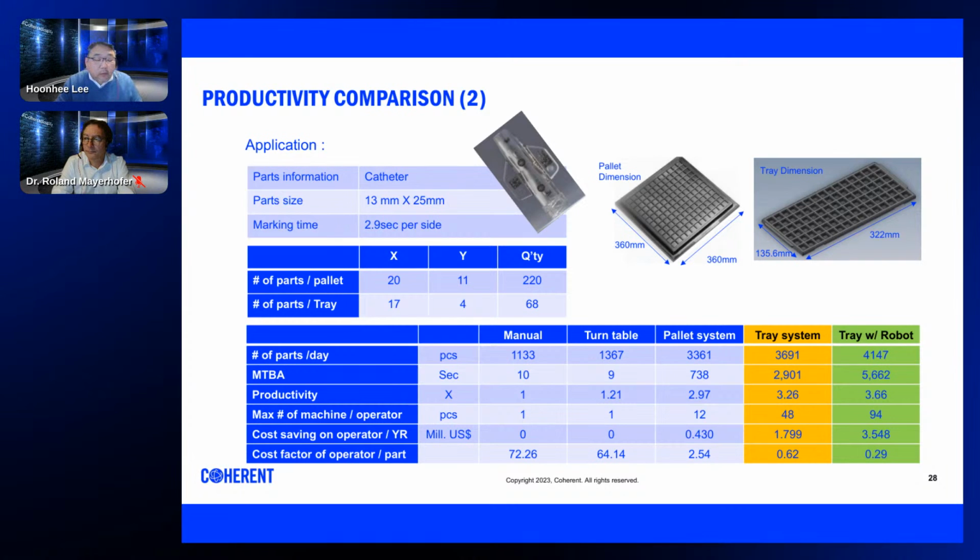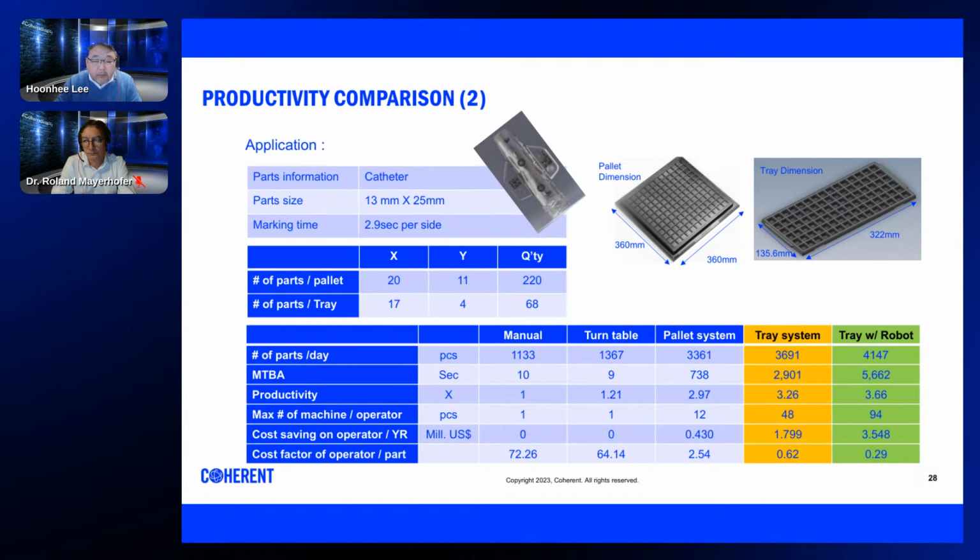Let's look at the number of parts per day. While the manual system produces 1,133 parts per day, the turntable will produce 1,367 parts, which is approximately a 121% increase in productivity compared to the manual system, and the productivity is on the third line from the top.